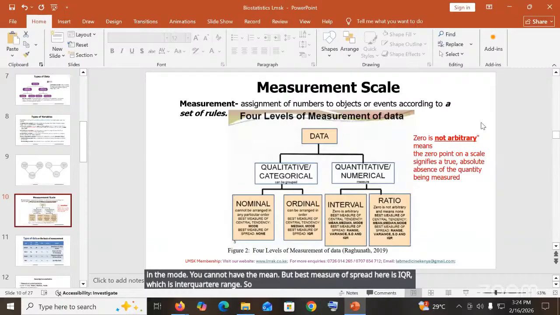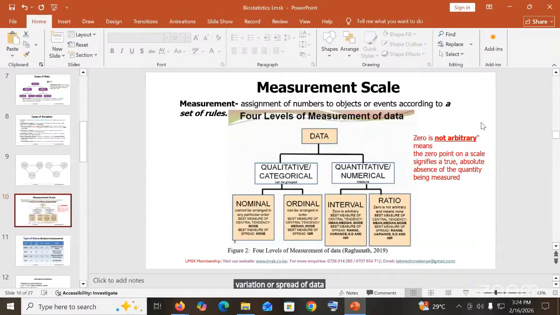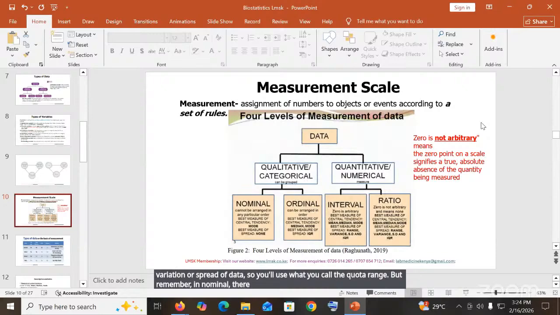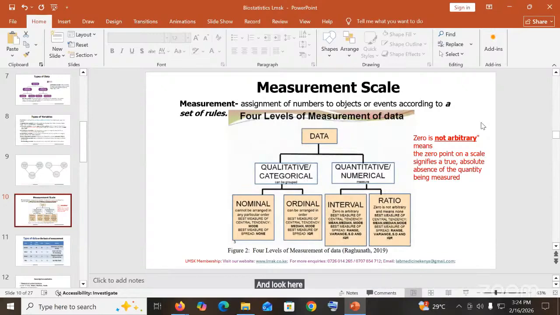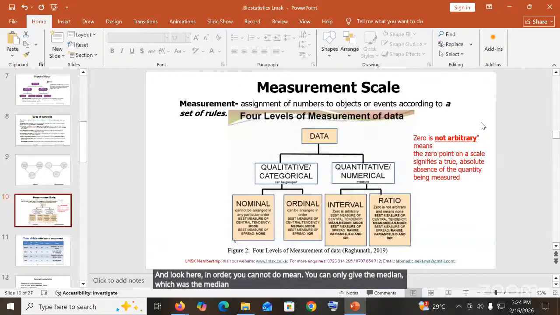If you want to measure spread, which we'll be handling shortly, apart from central tendency, we are talking about variation or spread of data. So you'll use the interquartile range. But remember, in nominal, there's no measure of spread. And look here, in ordinal, you cannot do mean. You can only give the median, the mode, and the IQR, the interquartile range.